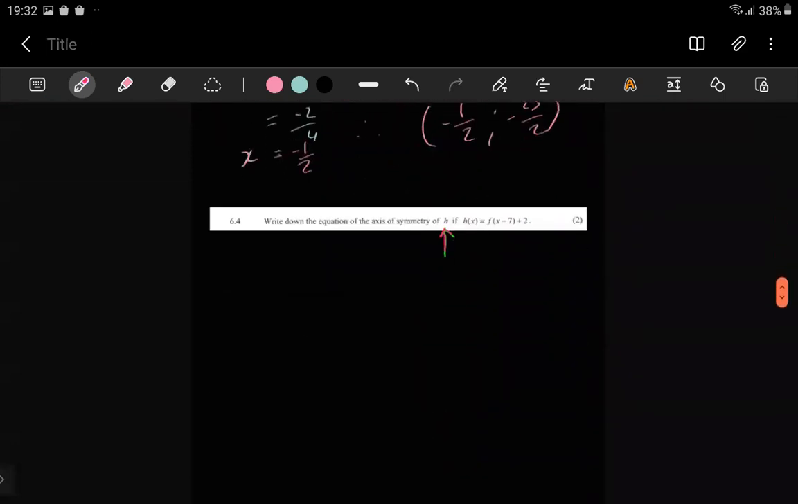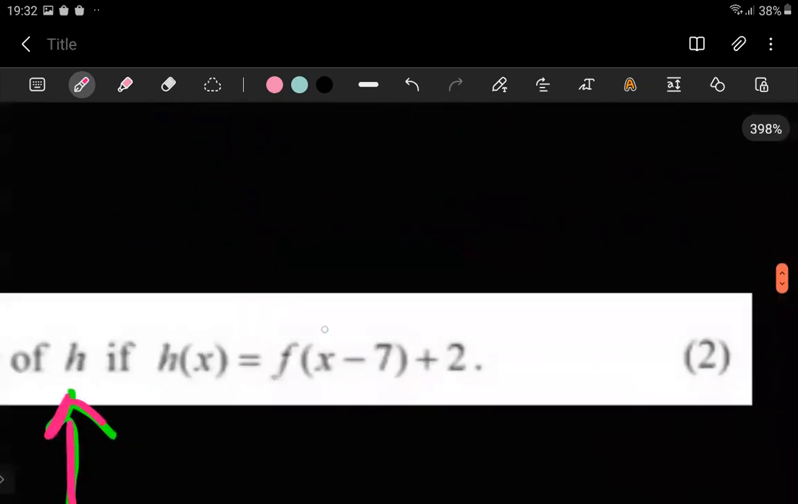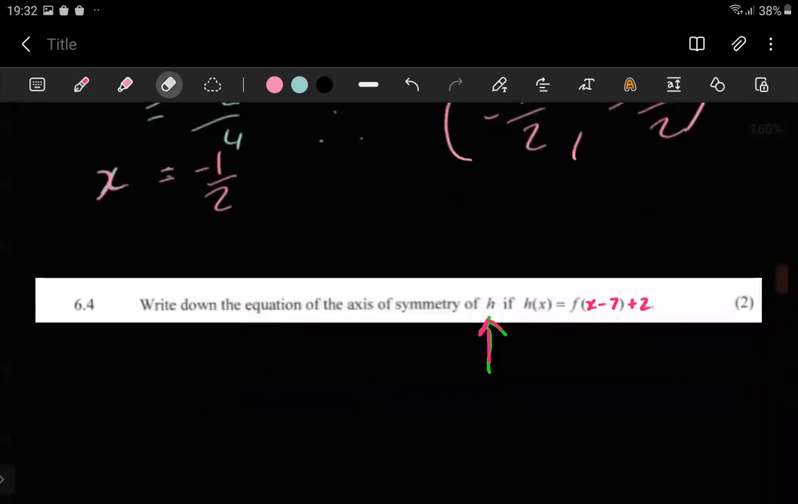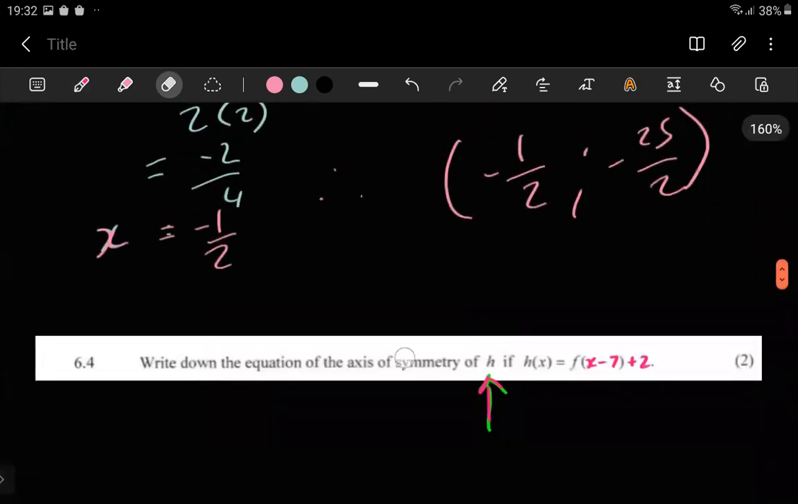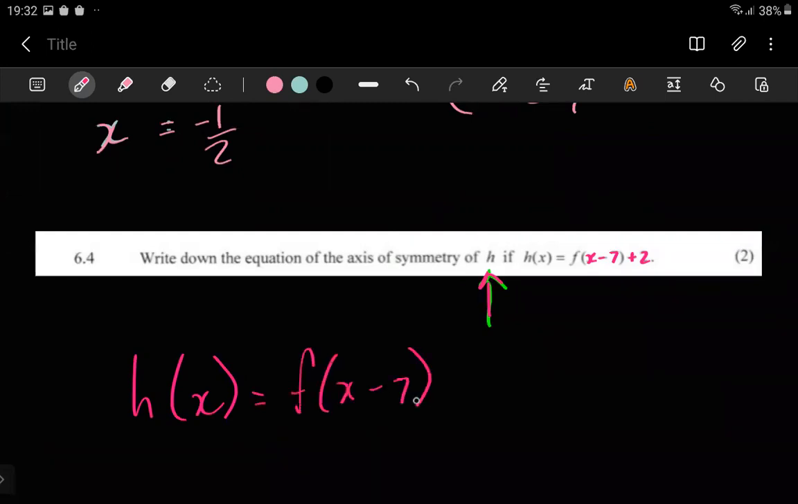However, you get h by taking the equation of f, and wherever you see x in the equation of f, you need to put x minus 7 there. And then once you do that, you need to add 2 to the whole equation. That's what you need to do to get the equation of h. So before we even worry about answering this question, we need to get the equation of h first. The equation of h, they said, is f of x minus 7, plus 2.